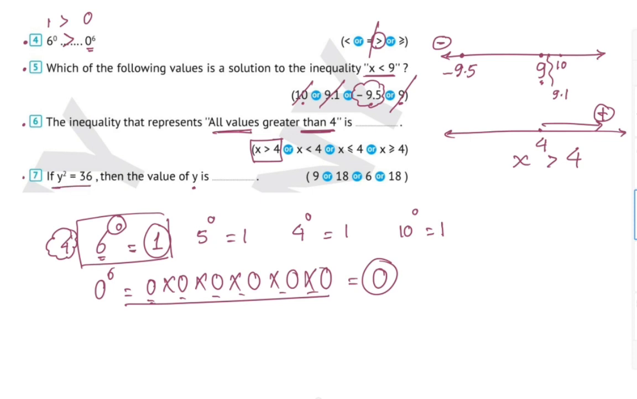Point 7. If y to the power 2 equals 36, then the value of y equals what? What's the meaning of y power 2? Y power 2 means y times y equals 36. Now, which is the number I multiply by itself to get 36? Of course, 6 times 6 equals 36. So the value of y is 6.